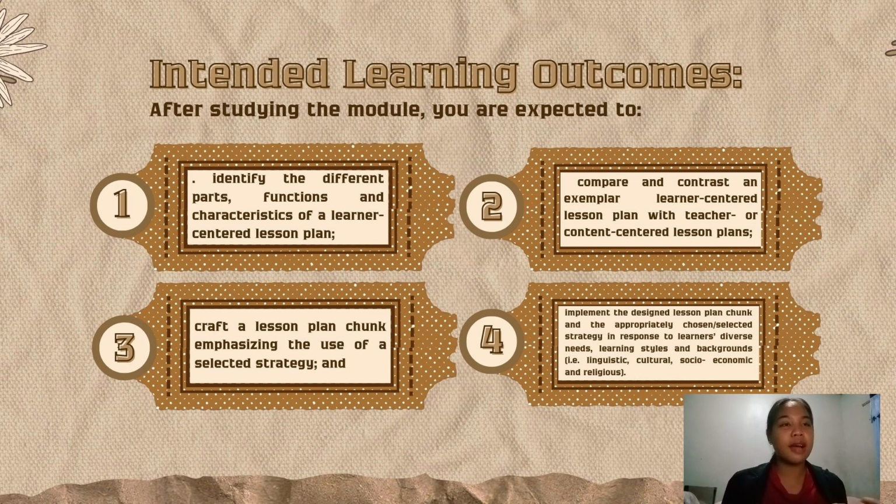For the last, number 4, implement and design a lesson plan chunk and appropriately chosen or selected strategy in response to learners' diverse needs. So, learning styles and backgrounds. For example, linguistic, cultural, socioeconomic, and religious. So, it implements a plan adapted to diverse learners.